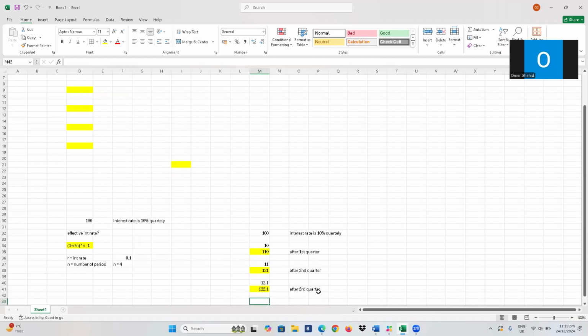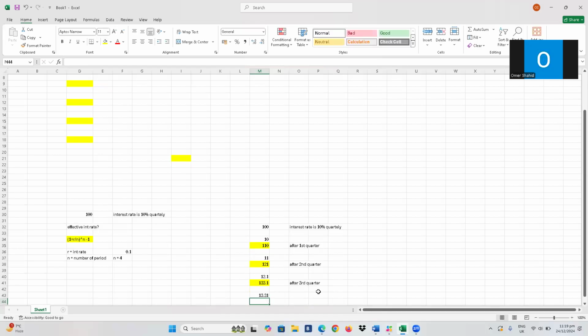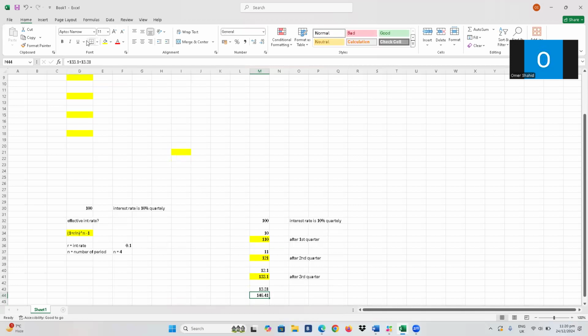Okay. So we will take our interest on the new amount, 133.1 into 10%, 0.10. So this will be 13.31. We will add our 13.31 to 133.1, plus 13.31. Okay, so this will become 146.41 after fourth quarter. After fourth quarter means after 1 year, our amount will become $146.41.